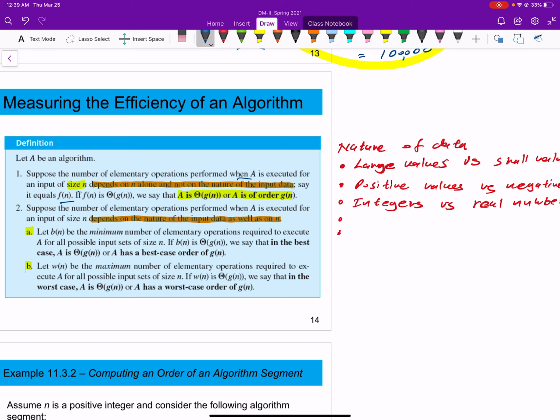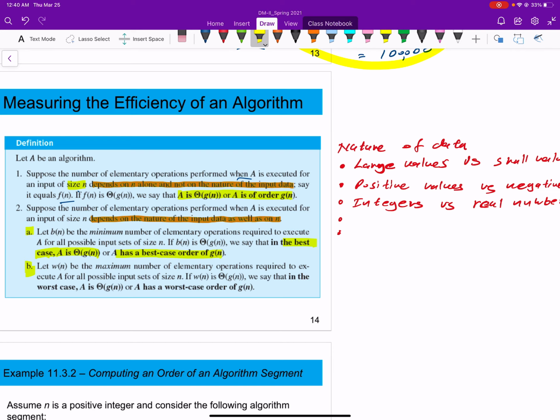In the first case, we discuss B of n, the minimum number of elementary operations required to execute A for all possible inputs of size n. If B of n is theta of g of n, we say that in the best case, and now we discuss the best case and worst case because we have to consider the nature of the data too, the best case of A is theta of g of n. Or we can write the same thing as A has best case order of that. Okay, then go to part B.